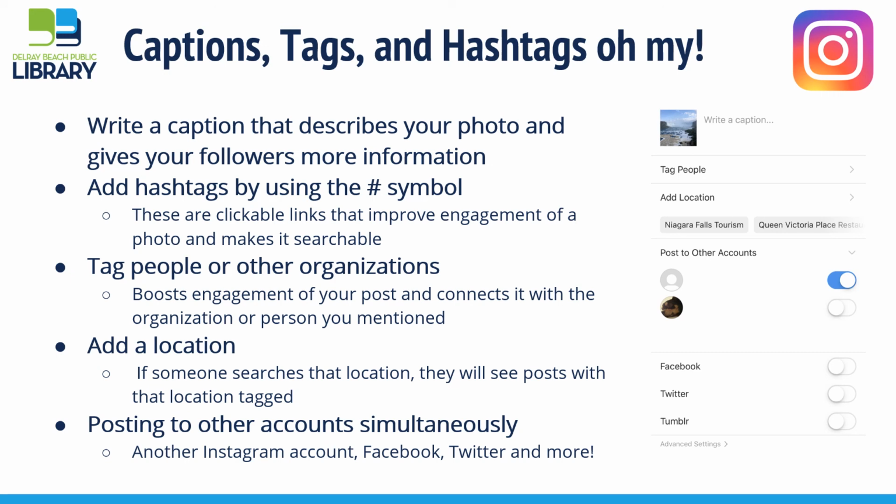Next, if you want, after the text, people usually do hashtags, and that's using the pound symbol. And these are clickable links that improve the engagement of your picture, and it makes it more searchable. So for example, we have a picture of Niagara Falls. So you do hashtag Niagara Falls, hashtag USA, hashtag Canada, hashtag waterfalls, things like that. So it just makes your picture more searchable, and then it'll link it to other people who have used the same hashtags as you.